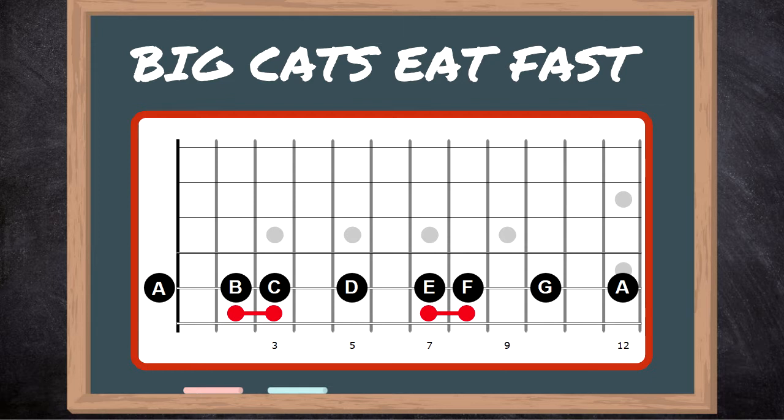Now you really want to make sure you memorize this. So it's A, whole step up to B. B, half step up to C. C, whole step up to D. D, whole step up to E. E to F is a half step. F to G is a whole step, and G to A is a whole step.